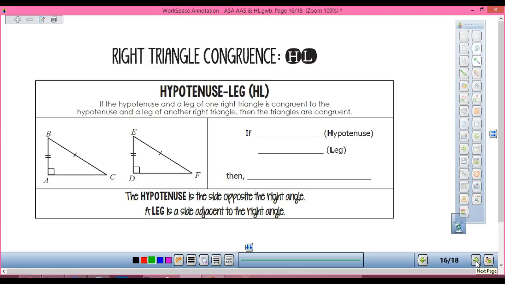Okay. Hypotenuse leg is the only other one that we have to talk about, and I'm just going to touch on it. Okay? What's the hypotenuse of a right triangle? How do I know which one's the hypotenuse? The longest one, or the one that's across from my right angle, right? Okay? So in any right triangle, if I have the hypotenuse and the leg that are congruent, then those are congruent by hypotenuse leg. So if you have right triangles, you're always looking for a hypotenuse leg.